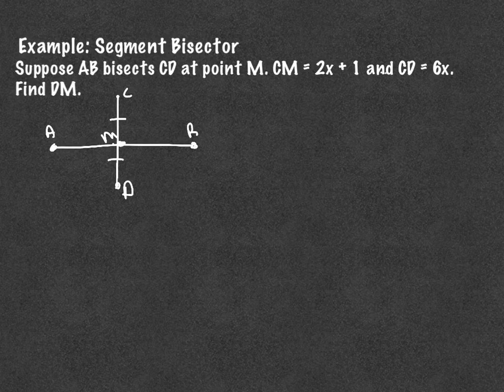And now we know that CM is 2x plus 1. And we know that CD is 6x. So from C all the way to D is 6x. So what does this mean? This means that the MD is also 2x plus 1. So we can use the idea of segment addition where we add those two together, or use the idea of bisector and just double it.